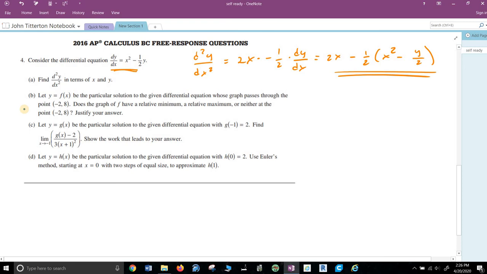Let y equal x particular solution, negative 2, 8. Does the graph have a relative max or min at that point? Well, first things first, let's see if the derivative equals 0. So we get negative 2 squared is 4, minus 8 over 2, which is 0. So check, we have to find out what's going on.